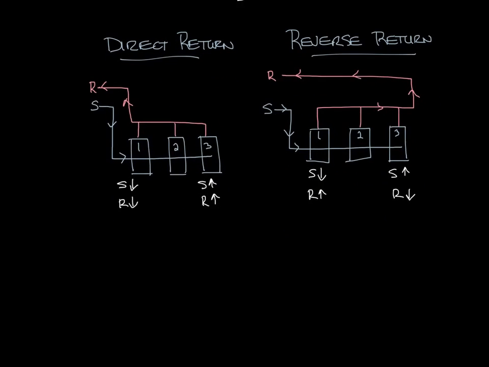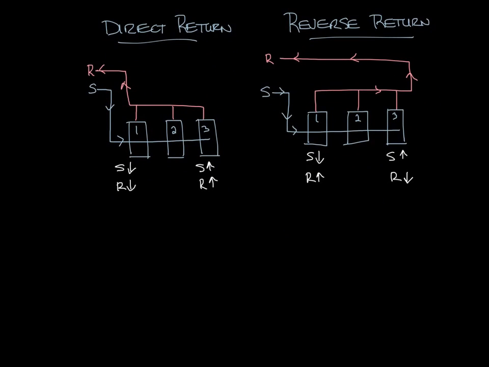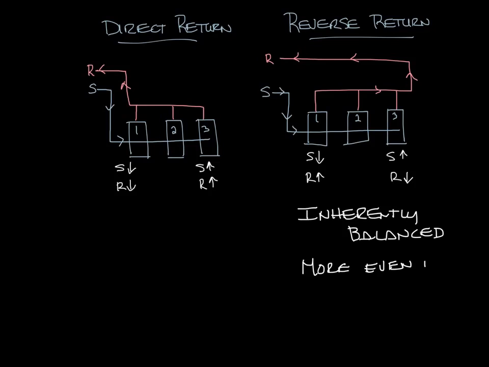Let me move this up just a little bit. Okay, so with reverse return, it's an inherently balanced system. All three units have essentially the same flow regardless of flow conditions, so you have more even flow through all the units.